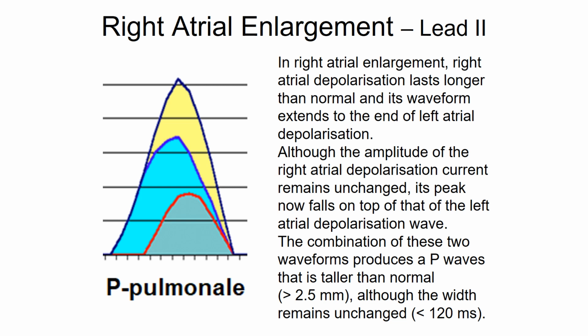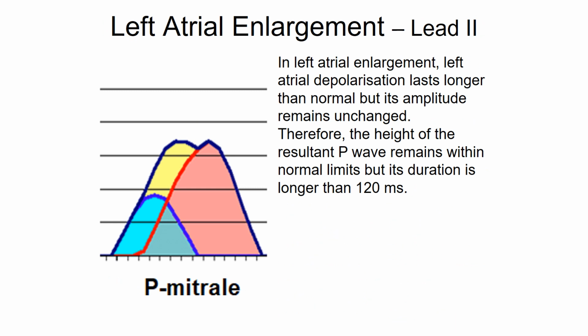The combination of these two waveforms produces a P wave that is taller than normal, more than 2.5 mm, although the width remains unchanged, less than 120 milliseconds. Left atrial enlargement, leads to. In left atrial enlargement, left atrial depolarization lasts longer than normal but its amplitude remains unchanged. Therefore, the height of the resultant P wave remains within normal limits but its duration is longer than 120 milliseconds.